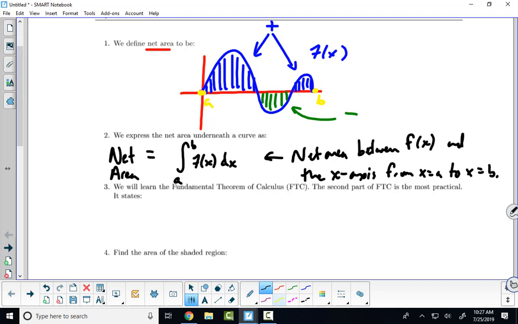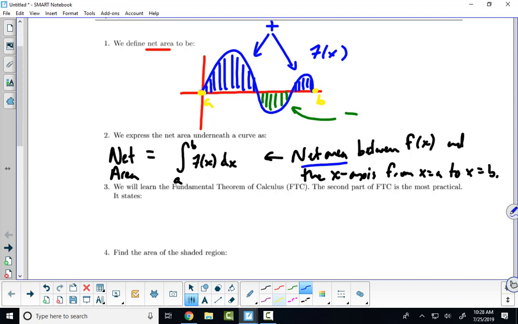And what does the definite integral stand for? The net area. Okay? So everybody, what does the definite integral stand for? The net area. We're going to learn how to compute this today. We're going to jump straight to the main result.